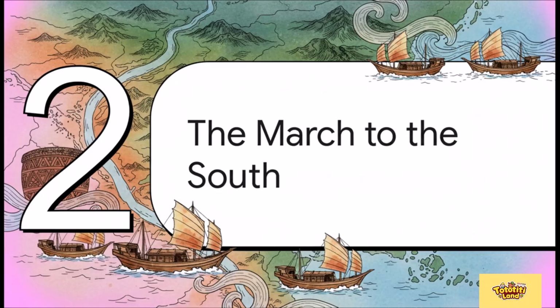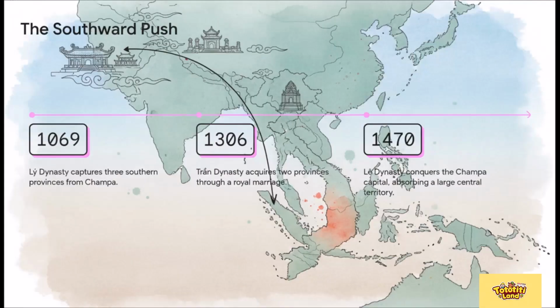Okay, so from that small northern core, something huge begins to happen. One of the most significant, most persistent movements in all of Southeast Asian history kicks off, a relentless, centuries-long push to the south. Now, this wasn't a one-and-done kind of thing, not at all. It was a whole series of major expansions driven by powerful dynasties over hundreds and hundreds of years. And this march to the south was mostly at the expense of their neighbors, the Champa Kingdom. They took it piece by piece, century by century.